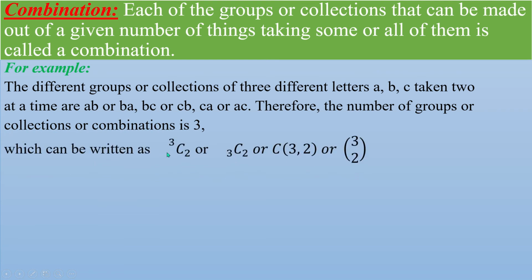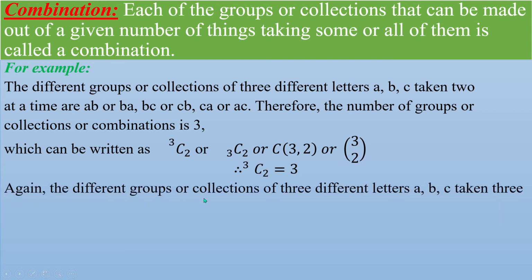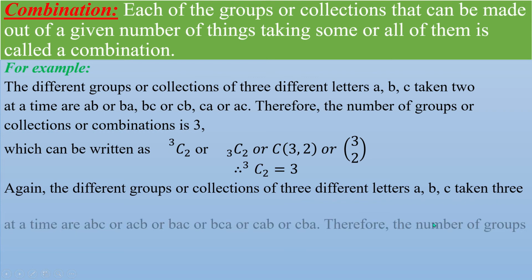Therefore, the number of groups or collections or combinations is 3, which can be written as 3C2. That means total number of letters 3 taken 2 at a time. We can write 3C2 like this way, or C(3,2). You can take any one. Normally we'll use this form. Therefore 3C2 is equal to 3. Clear?